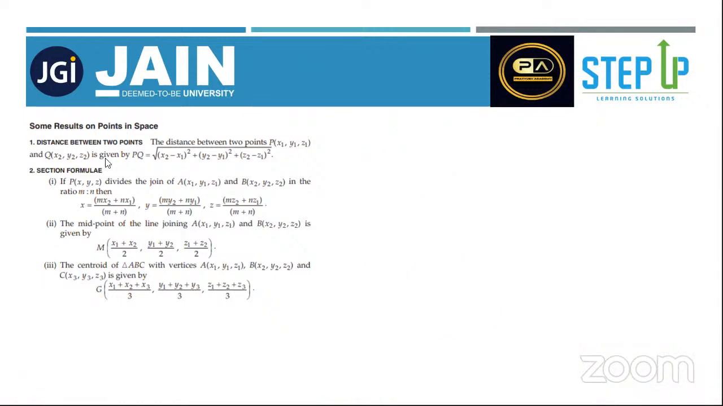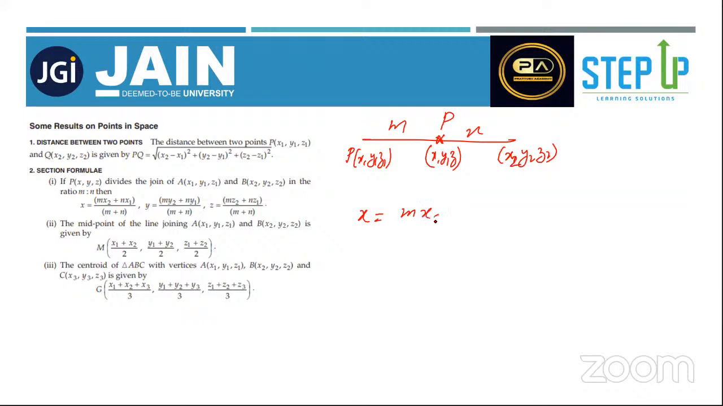What is the section formula here? Now, section formula we have studied in a straight line again. It is like a point. So x1, y1, z1, x2, y2, z2. Let's suppose we have to find this P, which is something like x, y, and z. And the ratio is given m is to n. Then what is the value of x? x is m into x2 plus n into x1 divided by m plus n.